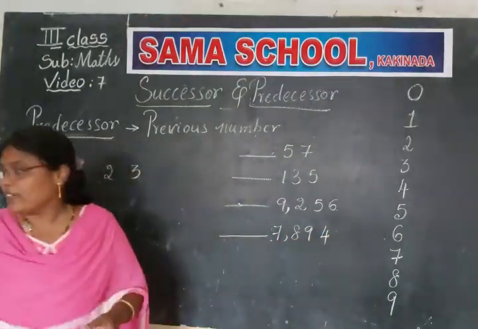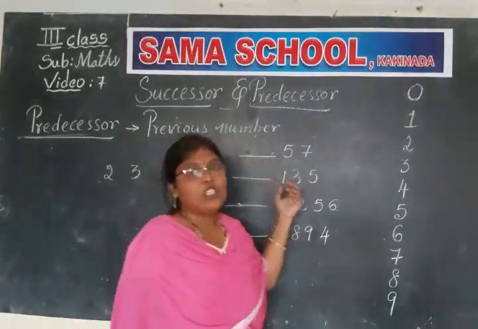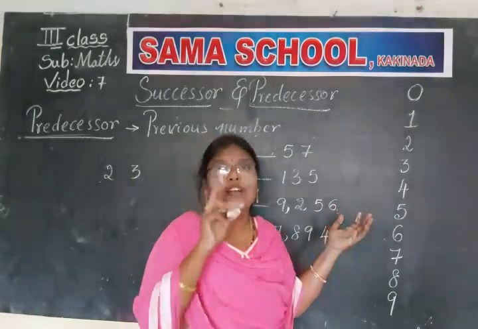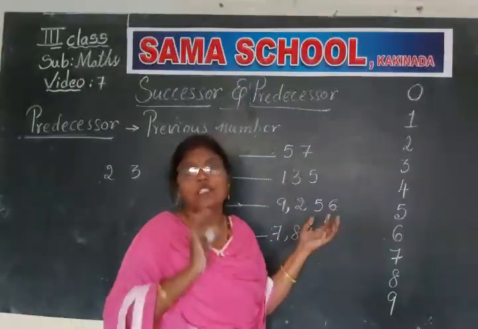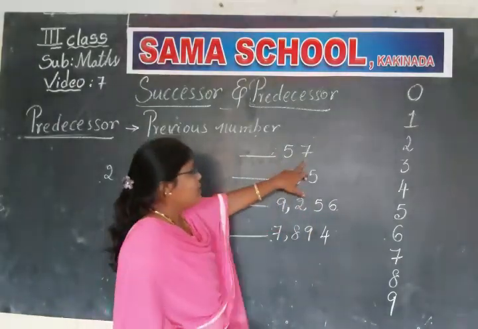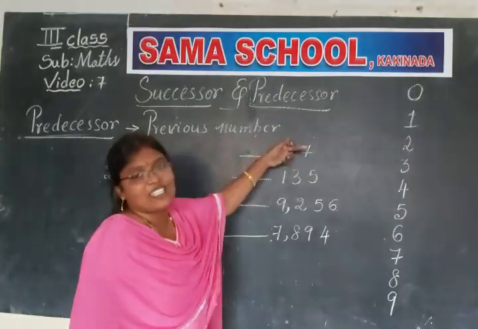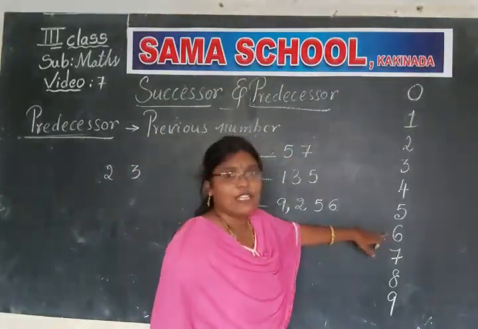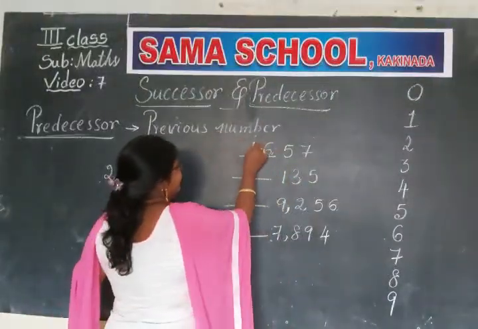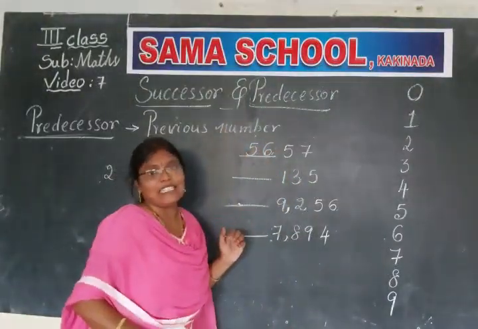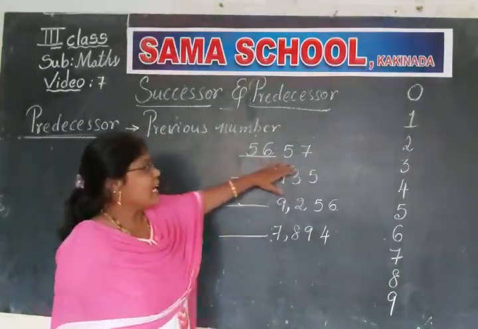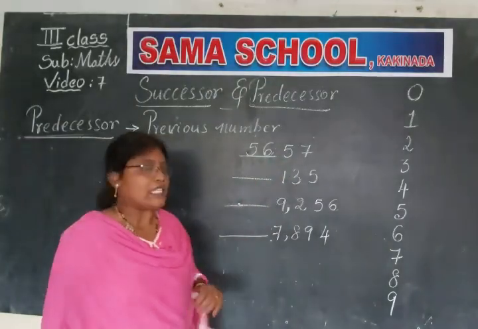See children, here you need not change the tens place digit or any other digit. You only have to change the ones place digit. Only the ones place digit changes. What is the predecessor of 7 here? 6. So write 6 in ones place and keep the tens place number as it is. So that is 56. So 56 is the predecessor of 57.